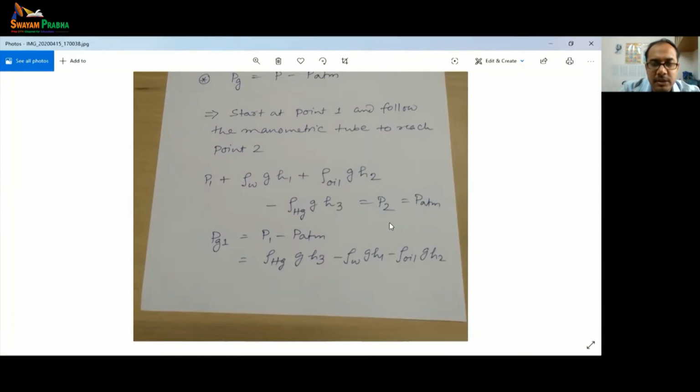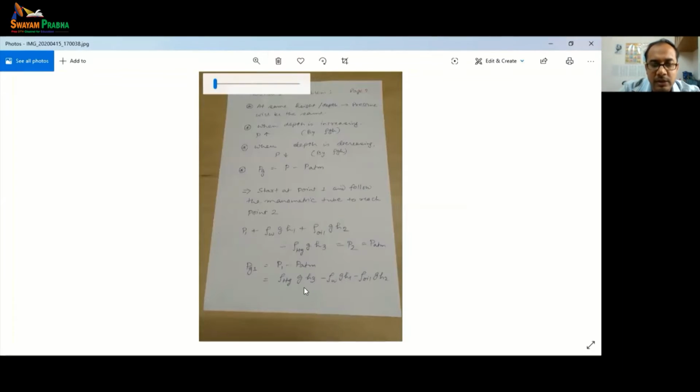Okay, that means from this equation what we get is rho of mercury into g h3 minus rho of water into g h1 minus rho of oil into g h2. So this is the simple expression that we are getting to get the gauge pressure at point 1. Now all these values are given, all the densities are given. We know the acceleration due to gravity is 9.81 meter per second square, and we are also given all the heights h1, h2 and h3.